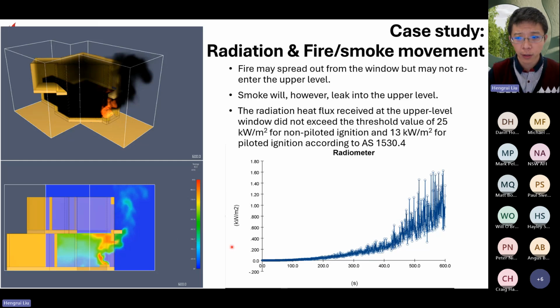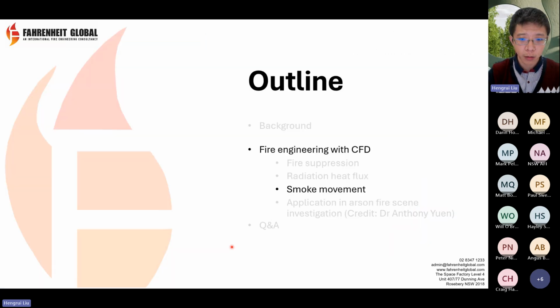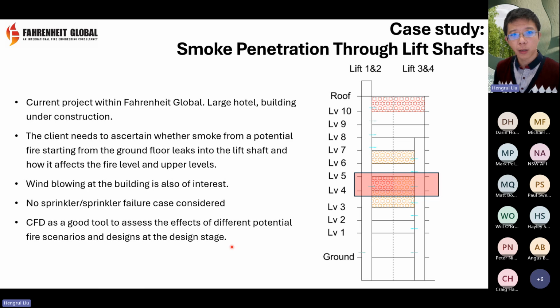That's a small case. The next case I'm going to share with you is a bit of a larger one, smoke movement. Same thing, it is still a Fahrenheit Global in-house project. Not going to tell you which one it is and where it is located, but compared to the previous one, this one is a pretty large domain, pretty large scenario.